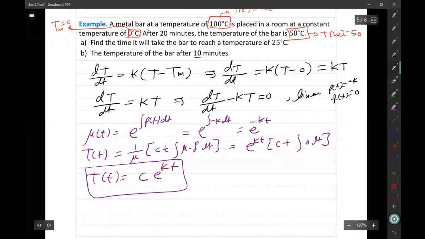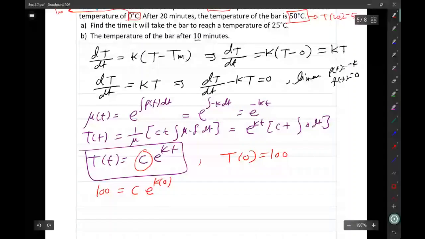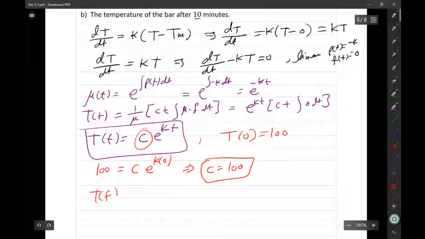Before doing anything, I need to find out this constant c. How? I usually use the initial condition T of 0 is equal to 100. So 100 is equal to c e to the power k times 0. That means c is equal to 100. And then T of t now becomes 100 e to the power kt. This is my solution.